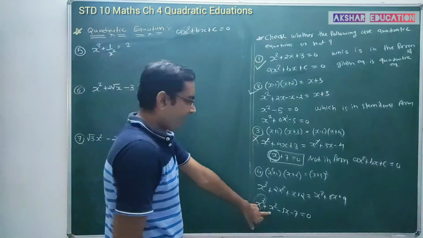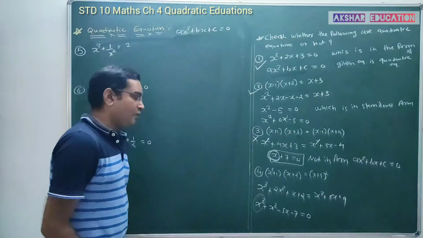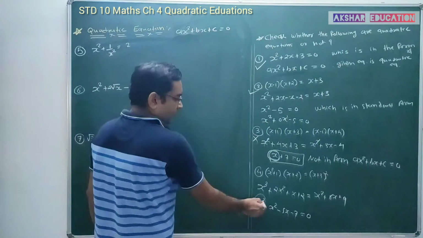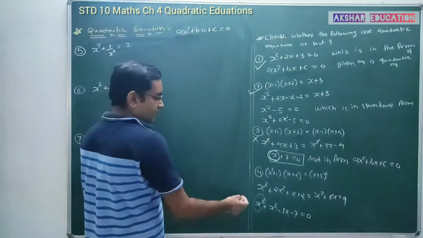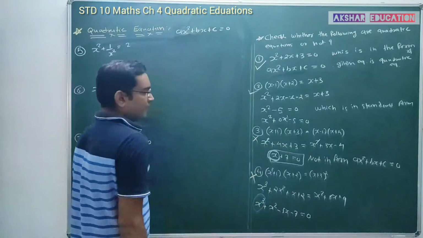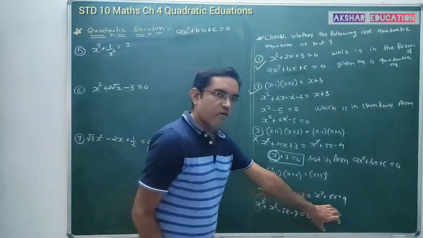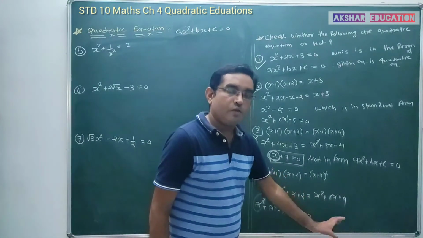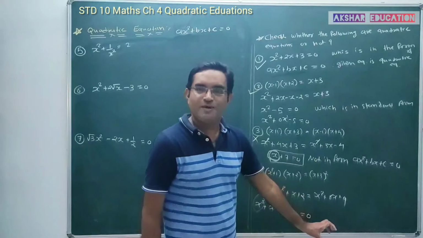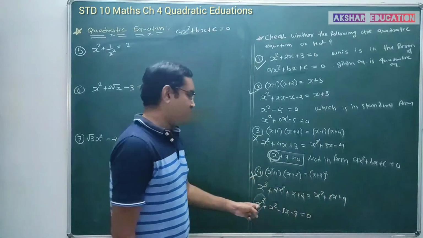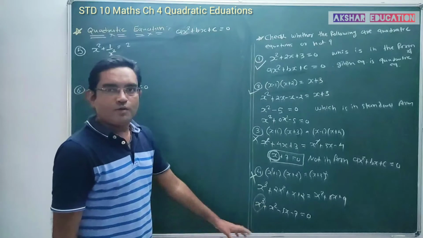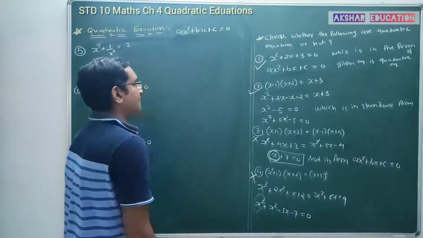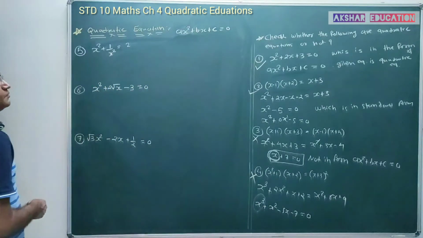The maximum power of variable x must be 2 for any quadratic equation. Here the maximum power of variable x is 3, and that's why we can say that this is not a quadratic equation. You have to write the statement: the given equation is not in the form of ax square plus bx plus c equal to 0, and that's why the given equation is not a quadratic equation. Clear, friends?